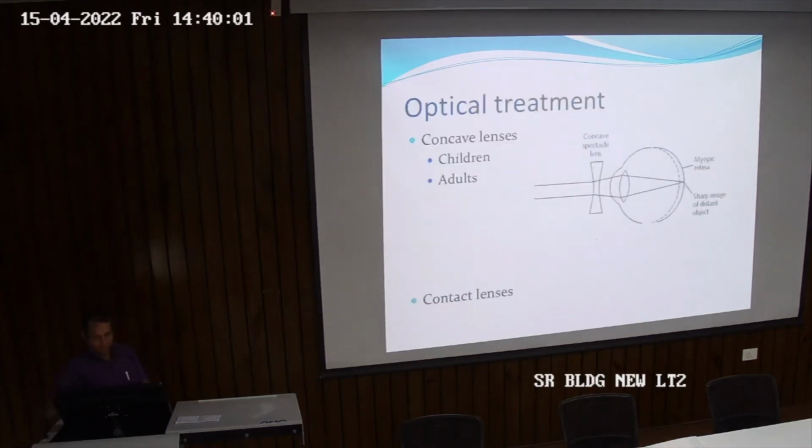Now we come to the treatment of myopia. Concave lenses are the main treatment of myopia, in the form of glasses. Of all the people who are wearing glasses, almost most of them are myopic. So what will the concave lens do? It will diverge the rays, and the rays which were focusing in front of the retina will now focus at the level of the retina. The second option is, if someone is not interested in glasses or is cosmetically disfigured, we can prescribe contact lenses.